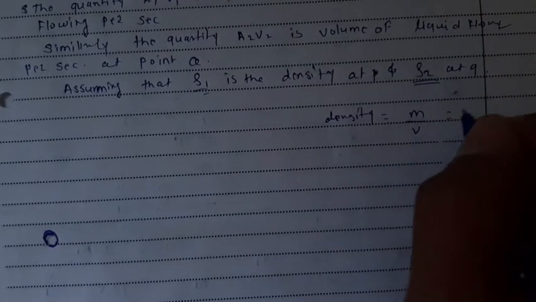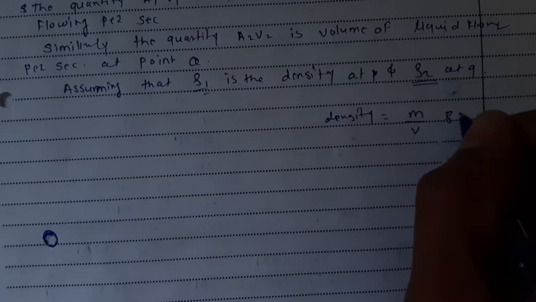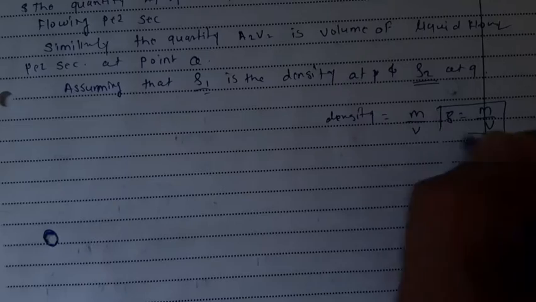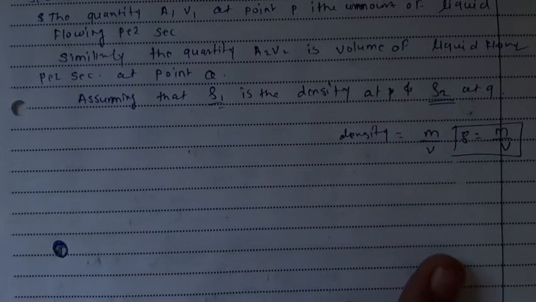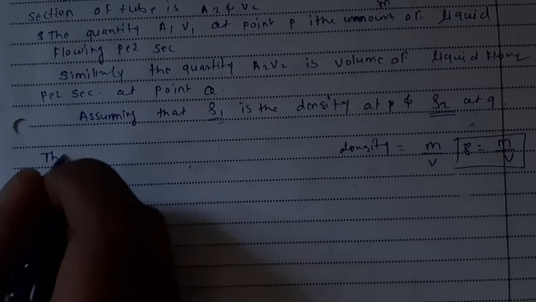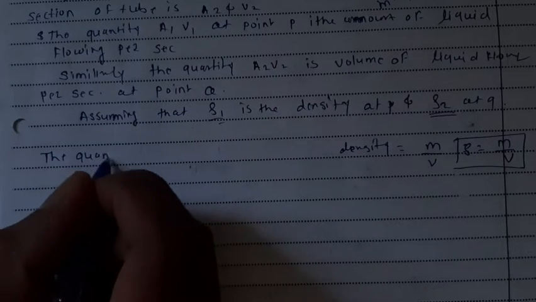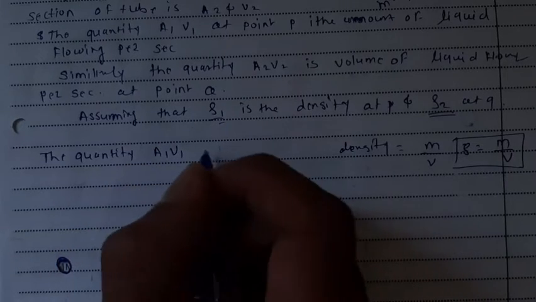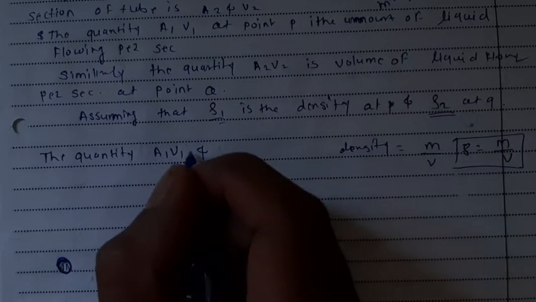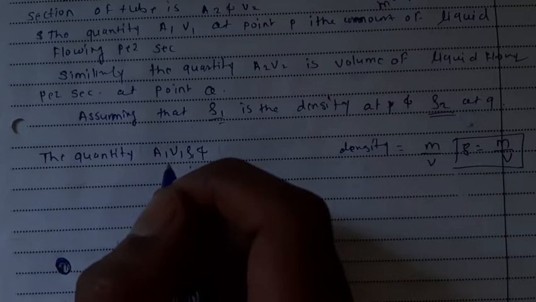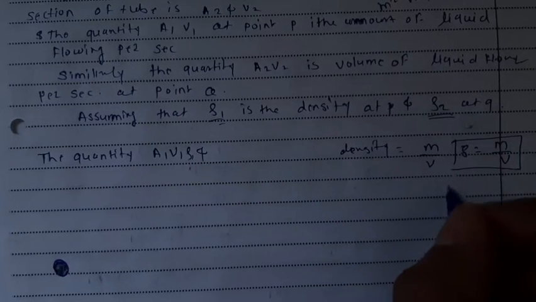So if I write it this way, rho is equal to mass upon volume. So this will be the formula. We will be using this one. Before that, I will consider the quantity A1, V1 and ρ1.